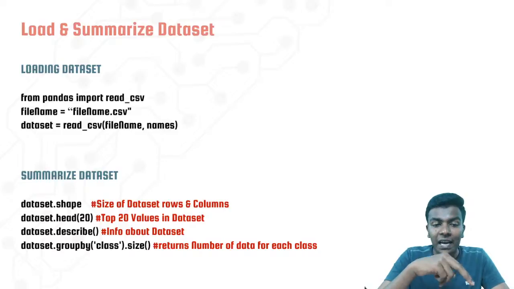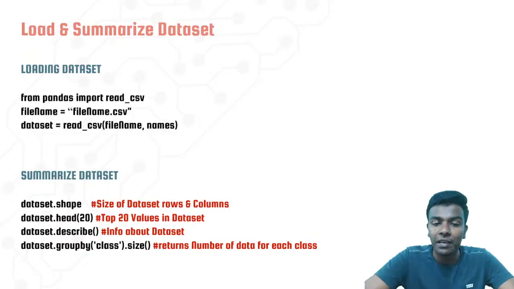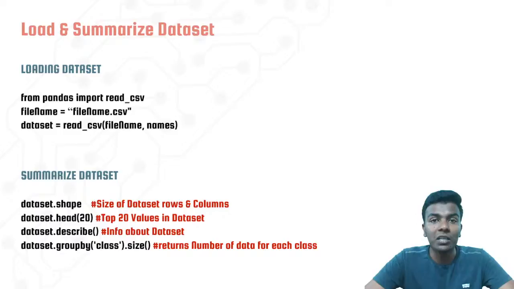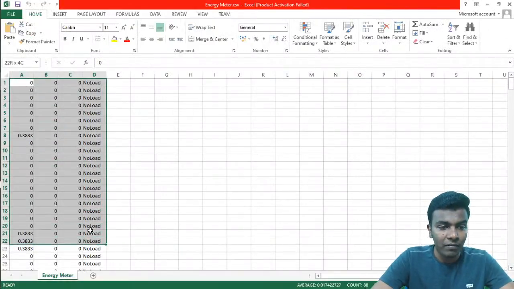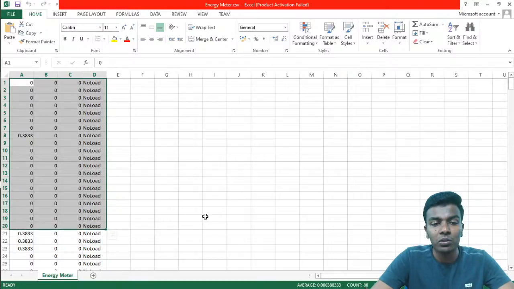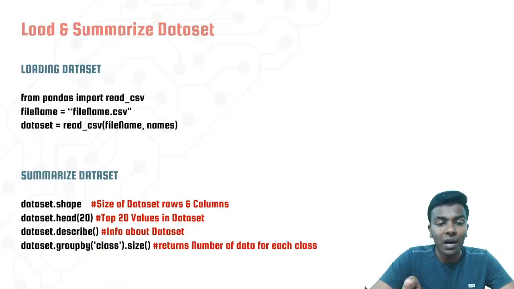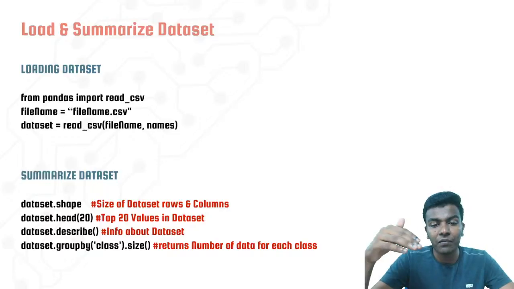Okay, the second syntax is dataset.head(20), which means it's going to display the top 20 values. If you look here, it is the first value, so likewise it's going to print out the top 20 values in the output window. Okay, and then dataset.describe gives info about the dataset.